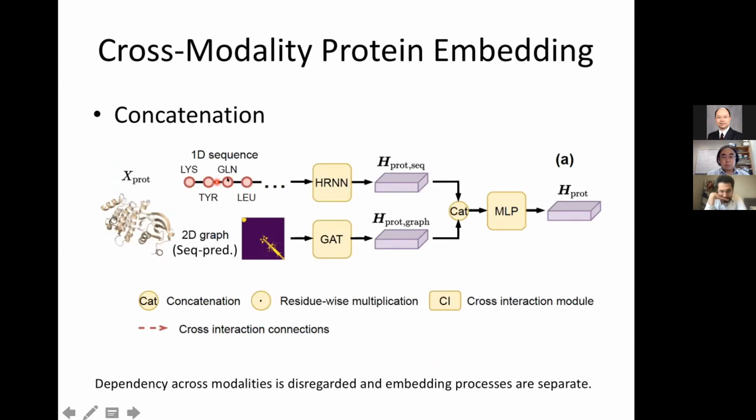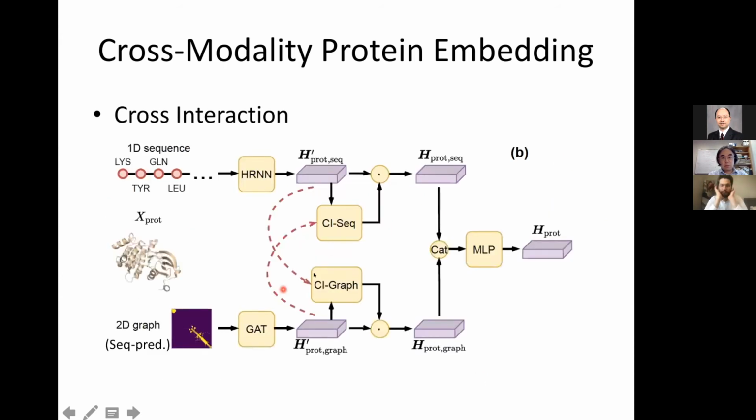So the direction we are looking at is mostly focused on graphs. Basically we start with a 1D protein sequence and predict the 2D graph. You may ask, well, if both are from sequences, what's new? Well, when you are predicting the 2D graph, you not only use the protein sequence, you also use its family's protein sequences. So you actually consider additional evolutionary information here. So you can embed these proteins separately through a sequence embedder as well as a graph embedder, and then concatenate them. That's a very simple cross-modality protein embedding method that completely disregards the dependency across modalities, and these two embedding processes are separate. And instead, you can also let the embedding process affect each other.